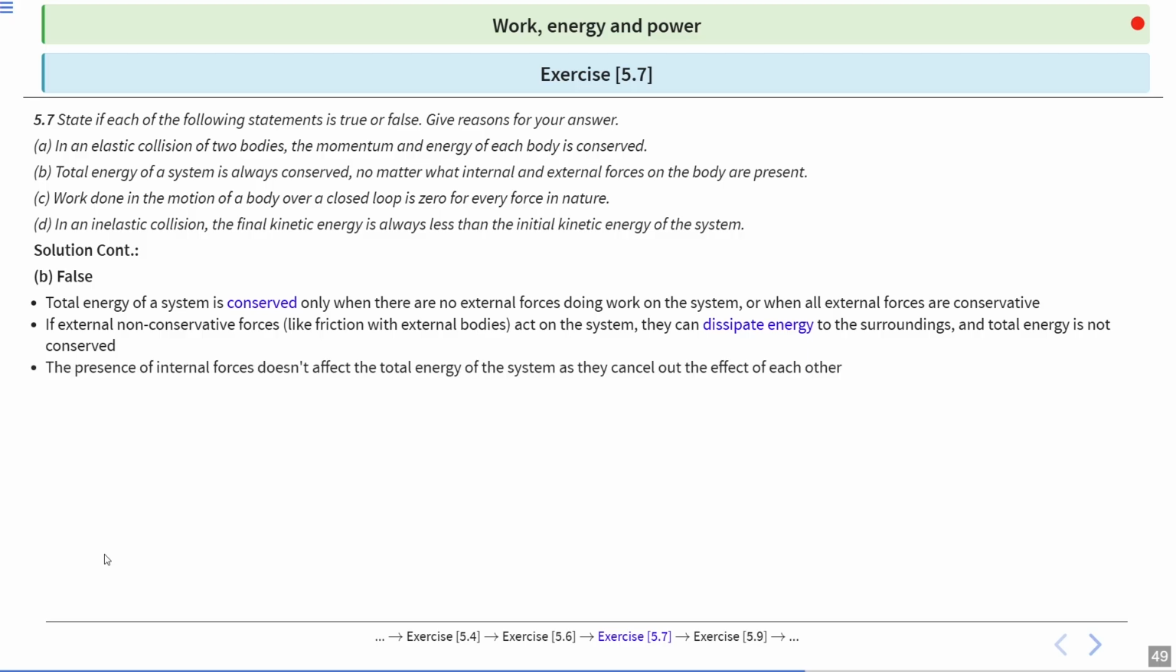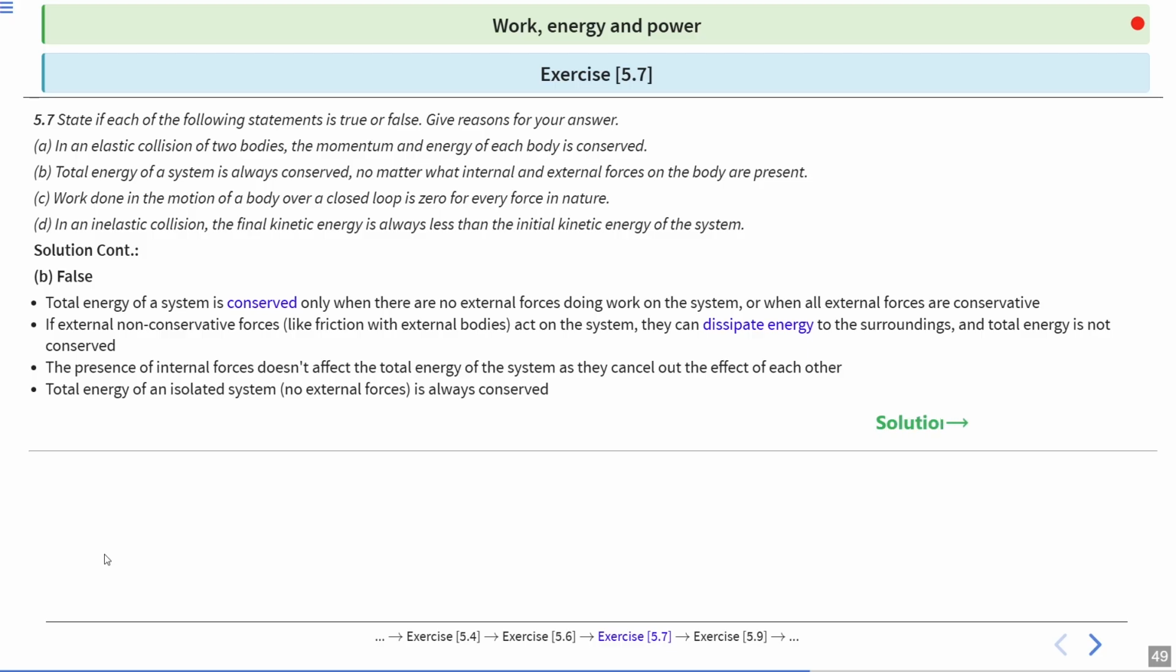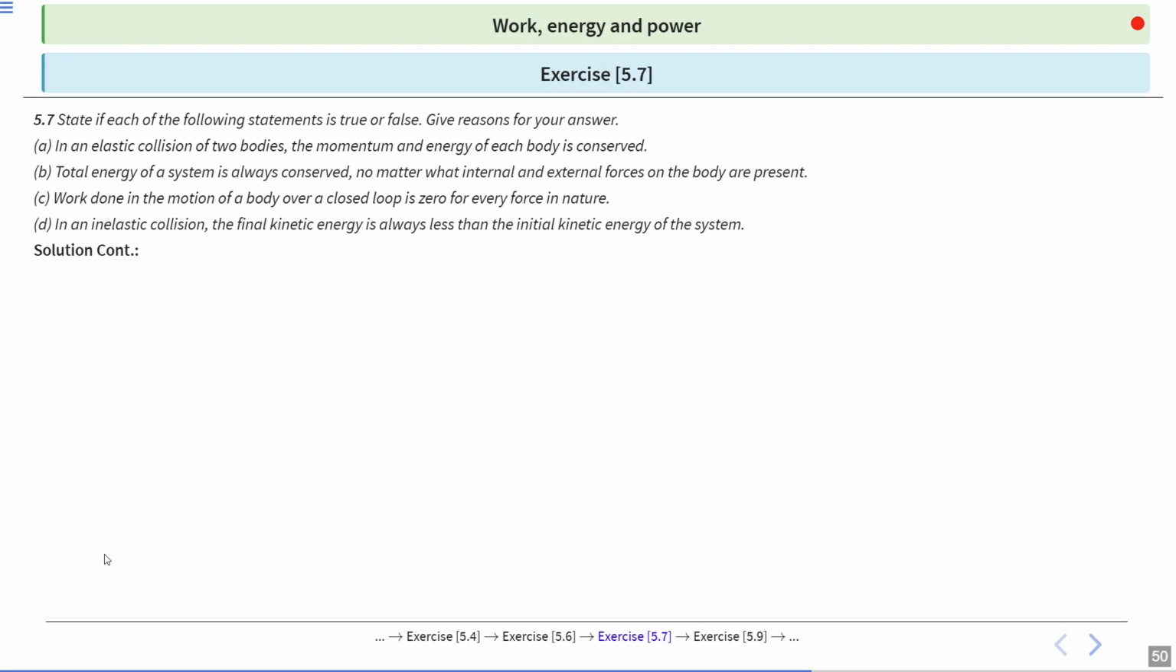The presence of internal forces does not affect the total energy of the system as they cancel out the effect of each other. So total energy of an isolated system is always conserved. Clear? So C is false. Work done in the motion of a body over a closed loop is zero for every force in nature. This is false.